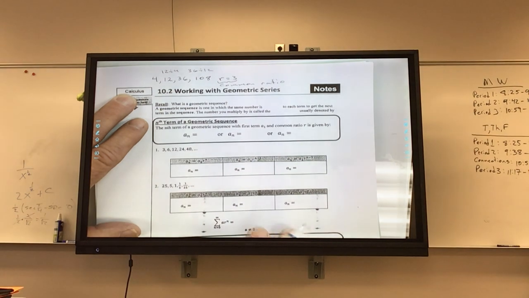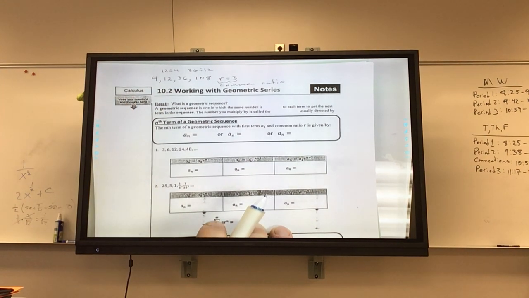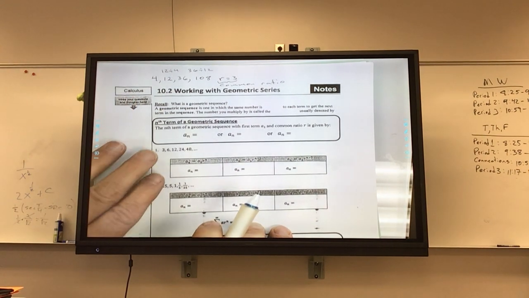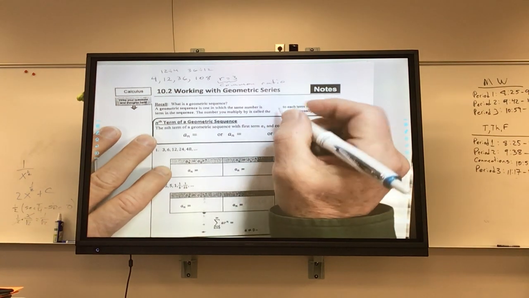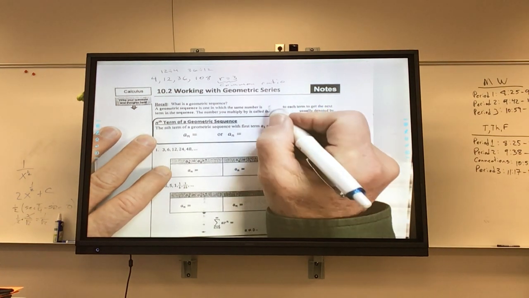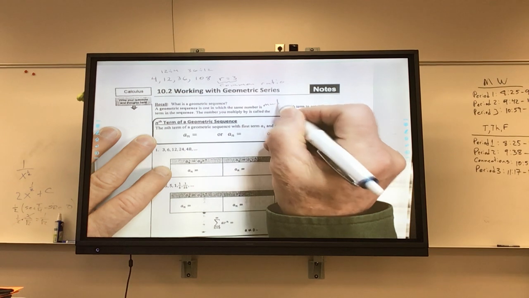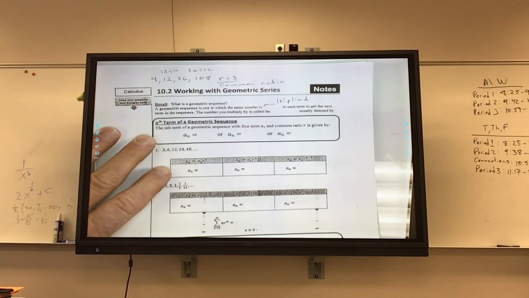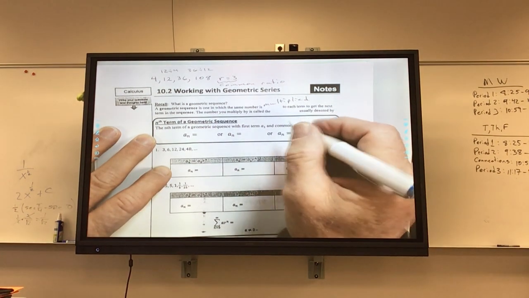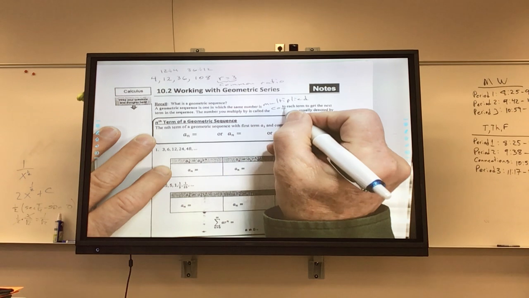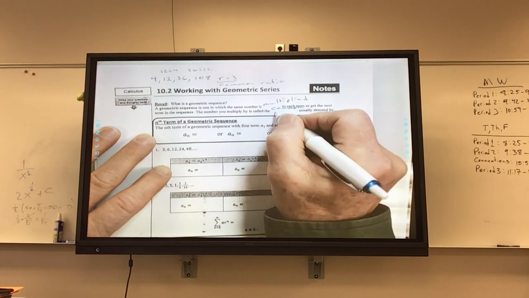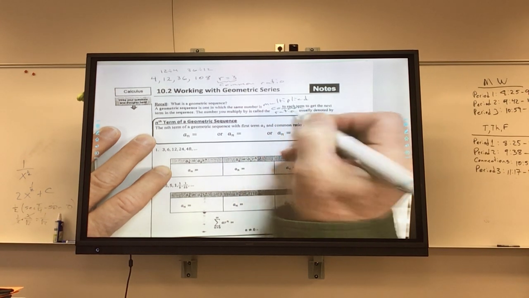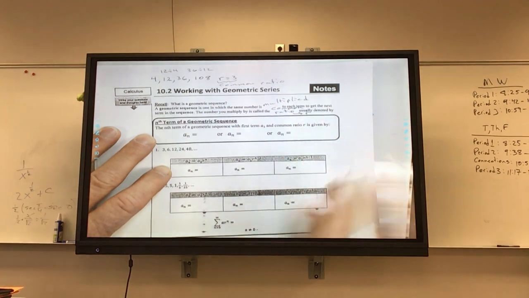All right. So, a geometric sequence is one in which the same number is multiplied to each term to get the next term in the sequence. The number you multiply is called the common ratio. And we use R to represent that common ratio.